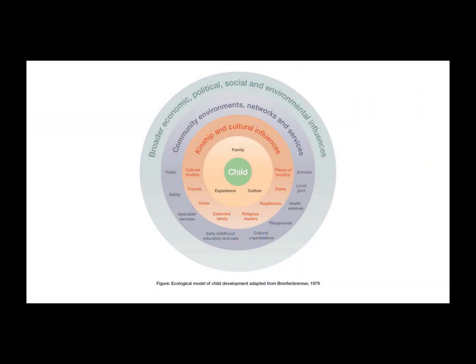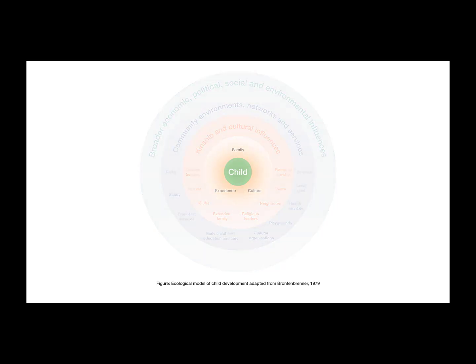Underpinning the Victorian Early Years Learning and Development Framework is the ecological model adapted from the work of Yuri Bronfenbrenner. When you look at this model, you see the child at the very center. As you move out from the center, you see each child's life within a particular cultural, community, economic, political, social, and environmental context. Imagine each child that you work with at the center of the model.